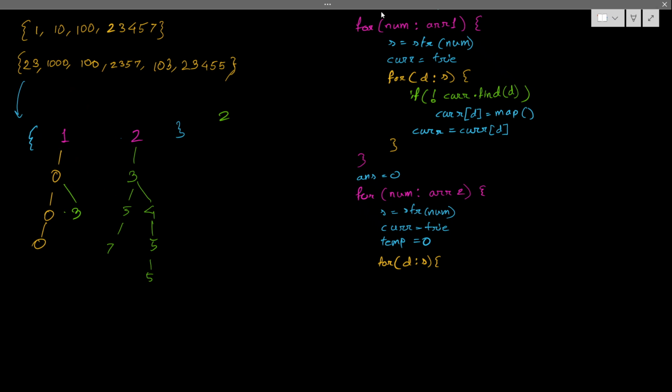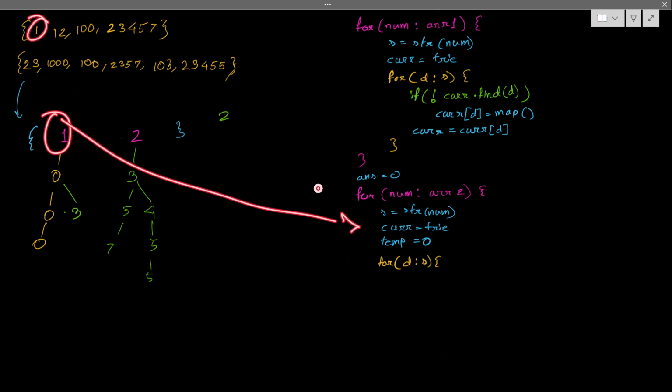Let's see what I'm saying with another example. Remove this 10 and add 12. Now, for the digit 1, is 1 present here? Yes, 1 is present, so temp becomes 1, and at the end I will take the maximum of temp and answer.